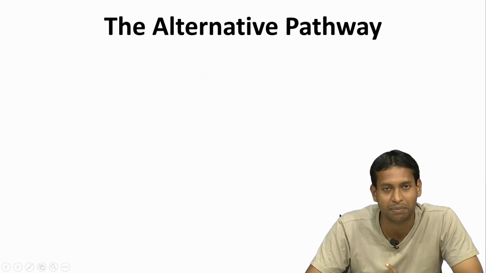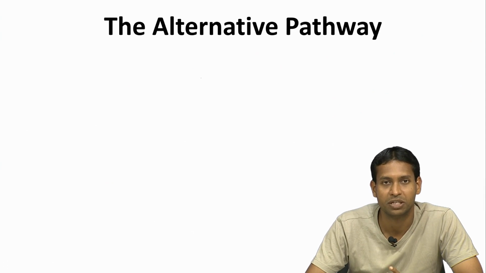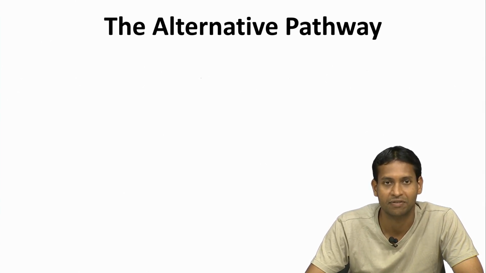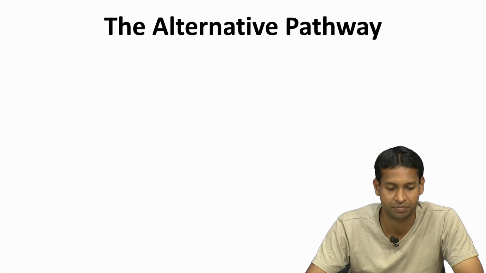So let us talk about the alternative pathway, since, as I said, it is the pathway that is majorly responsible for immune responses against some of the foreign materials that we are going to implant. Let us look at how this pathway gets activated so that we can have a fair idea of what to do with it.